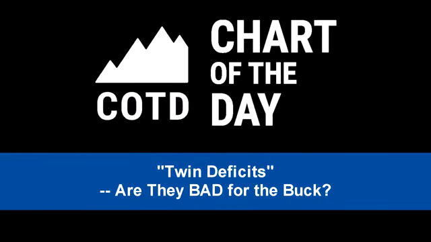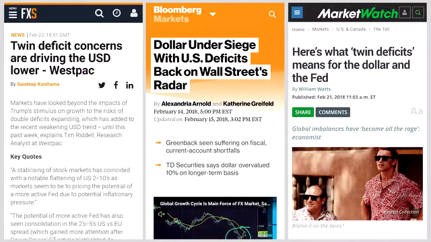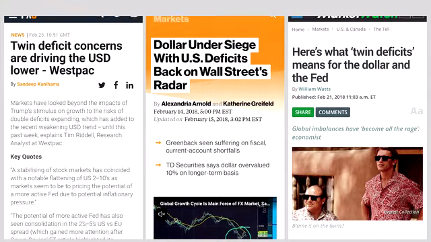I'm Robert Folsom. Twin deficits. Are they bad for the buck? Perhaps you've caught some of these recent headlines about the so-called twin deficits and about what those deficits will do to the US dollar, or so the argument goes.